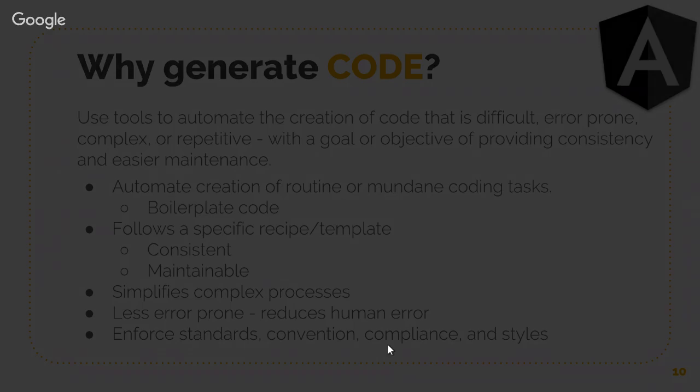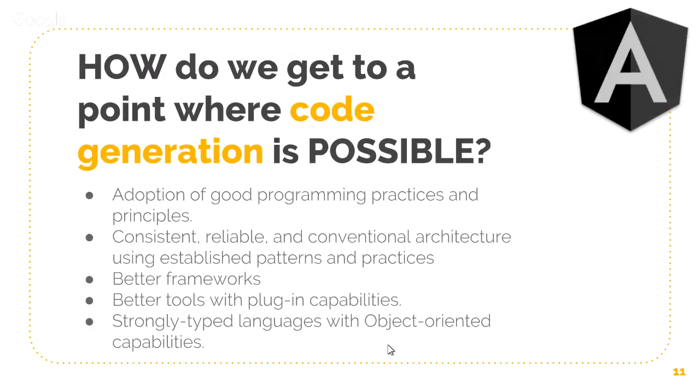But first, when we're thinking about code generation, this concept here is really important because it's going to affect how we build our schematics if we want to build custom ones. So the question is, how do we get to a point where code generation is possible? You just can't generate anything. You have to have something that is generatable, if that's a word.